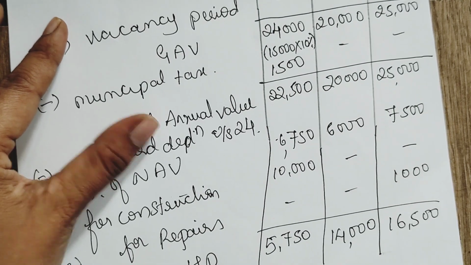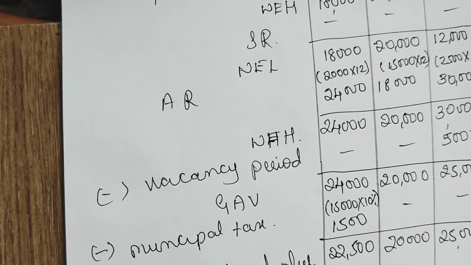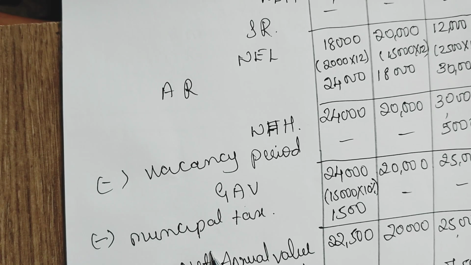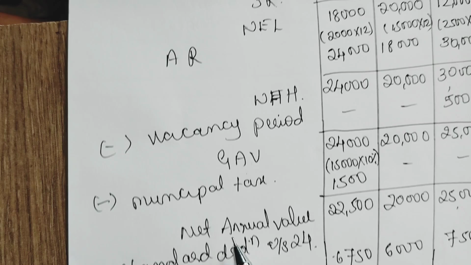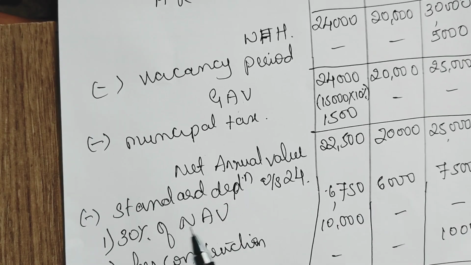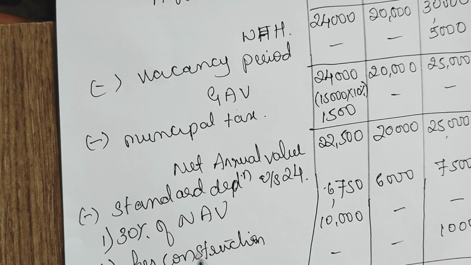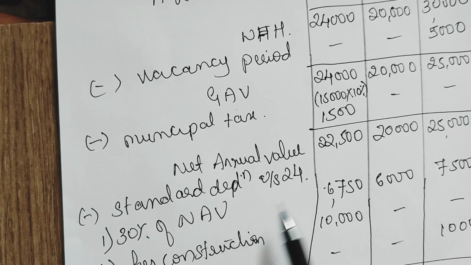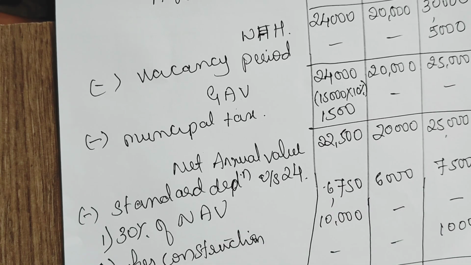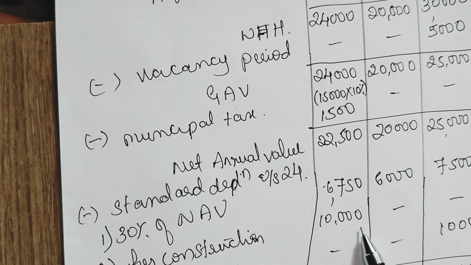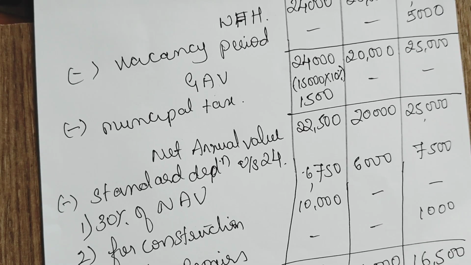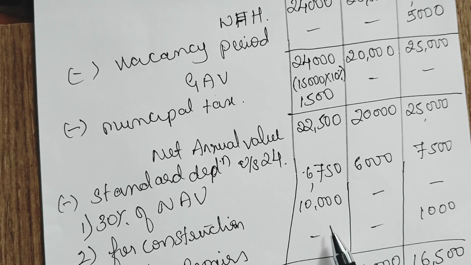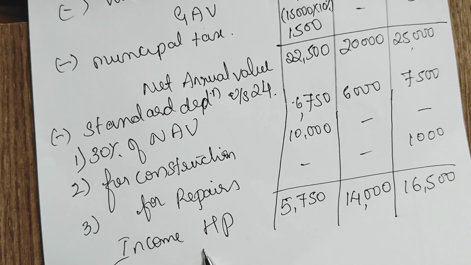16,500. So what is extra we have done? First we have calculated GAV. From that we have minused the municipal tax, if it is paid by the owner. Then we will get net annual value. From that we have deductions under section 24. First is 30% of net annual value. Then for construction or repairs, any loans you have borrowed, you take that interest. For repairs, whatever loan you have borrowed, that will be considered, 1,000. So after minusing the deductions, we will get income from house property.